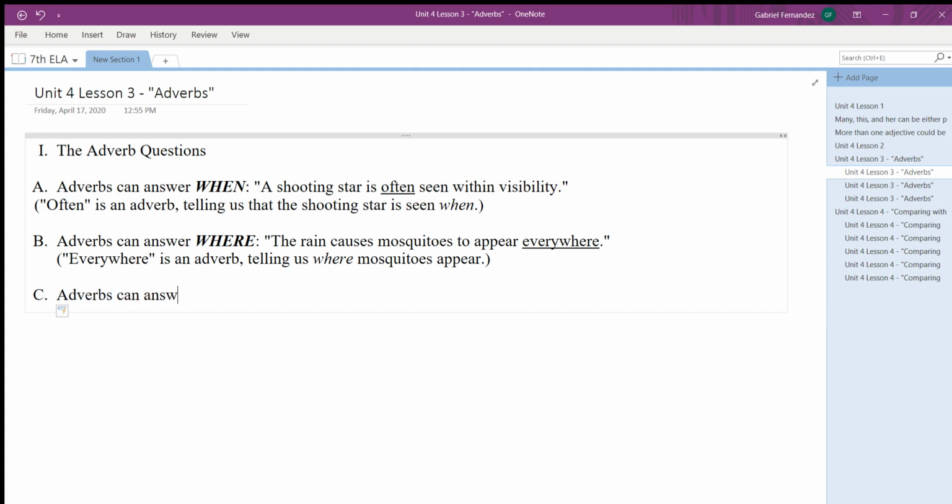Adverbs can answer how. The essay was well formulated. Okay, it wasn't just formulated. Well is telling us how the essay was formulated. Formulated happens to be a verb, so it was formulated well. Okay? And I want to take this opportunity real quick, and I mentioned well for a very specific point.